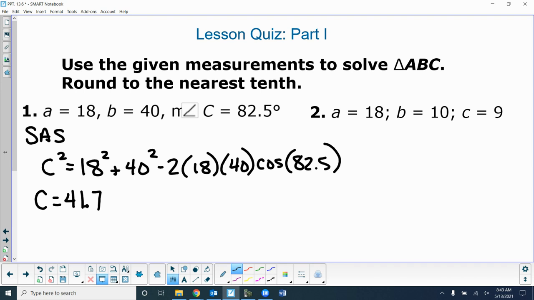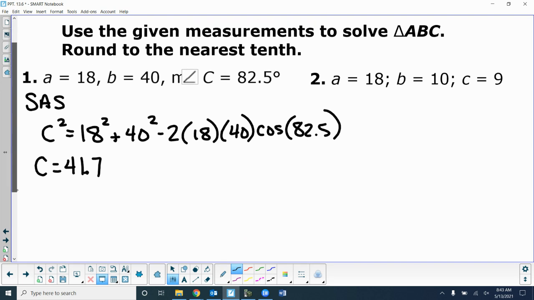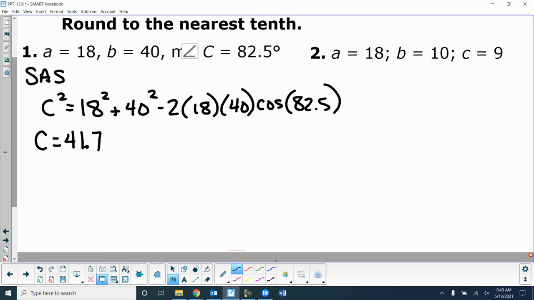So, we use law of sines now to finish up. When it says solve a triangle, you got to find the 3 missing pieces, right? Some of you stopped right here. You did this part right, but then you stopped. Okay, you're not done. You got to find the rest of the missing pieces. All right? So what did we say?